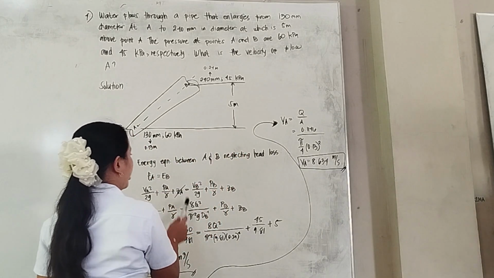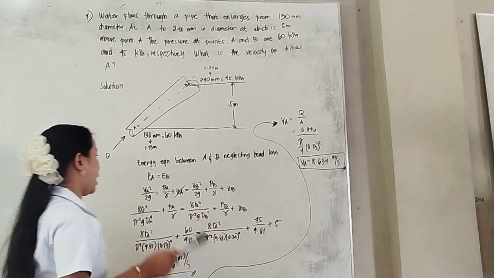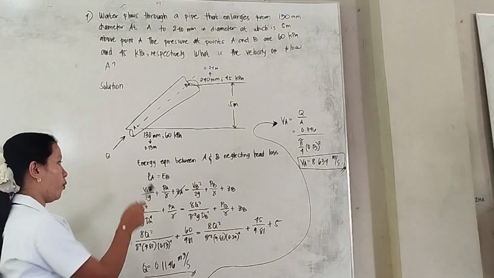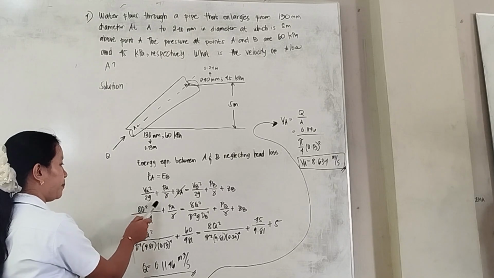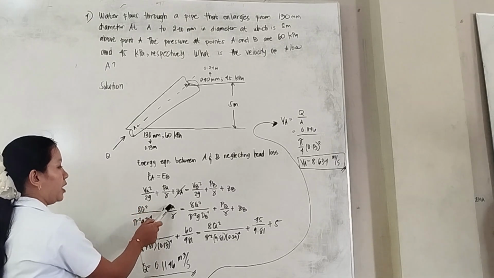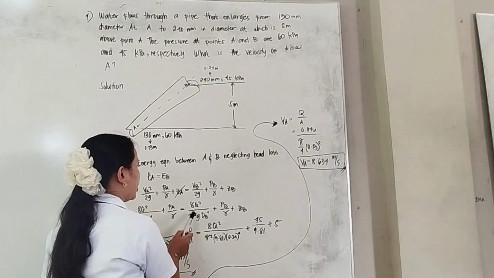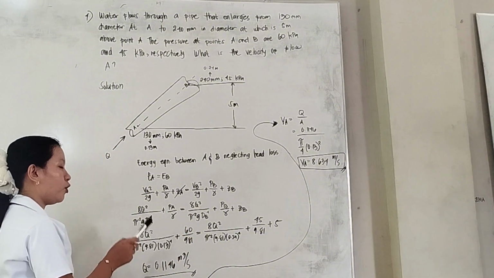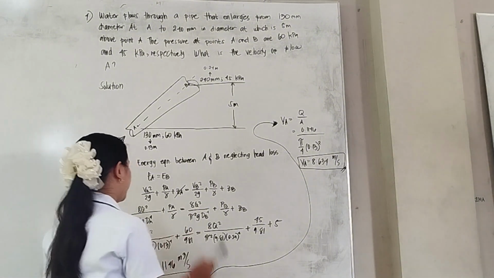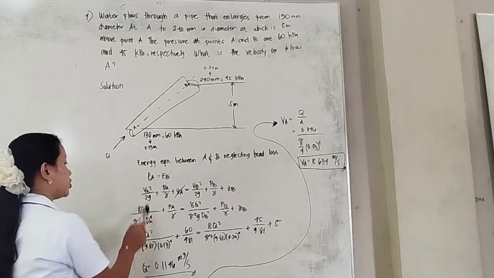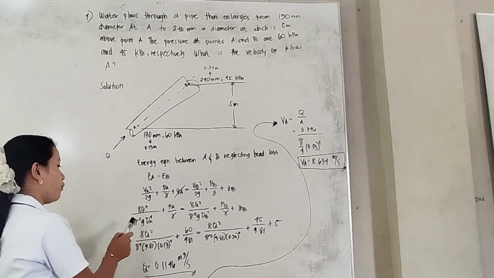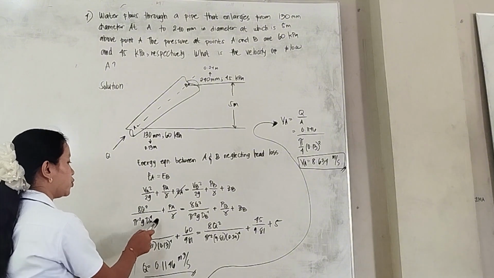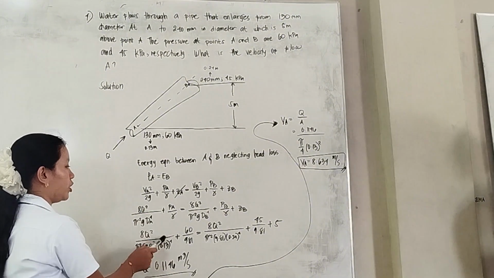So, energy equation between A and B, neglecting head loss. So, we have EA equals to EB. So, EA is we have VA squared over 2g plus PA over unit weight plus ZA equals VB squared over 2g plus PB over unit weight plus ZB. So, we have there is a VA squared over 2g. So, pwede na ito siya mahimo nga 8Q squared over pi squared g DA raised to 4. And then same PA over unit weight.